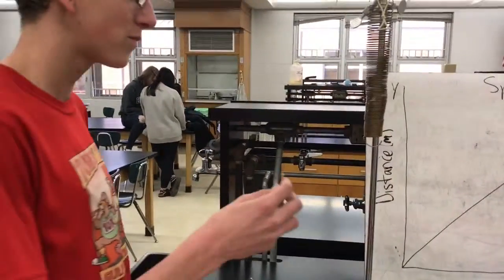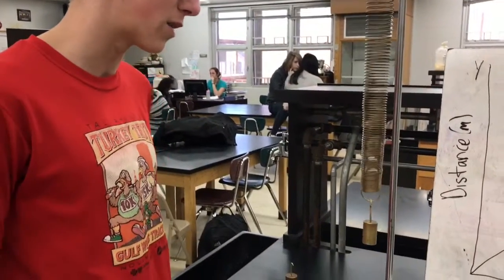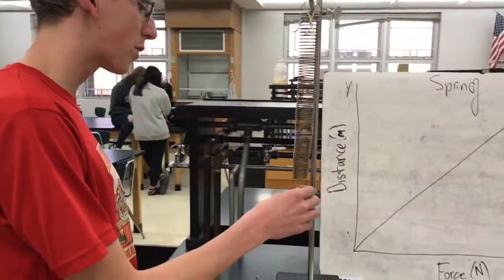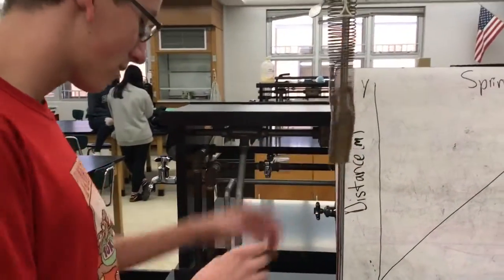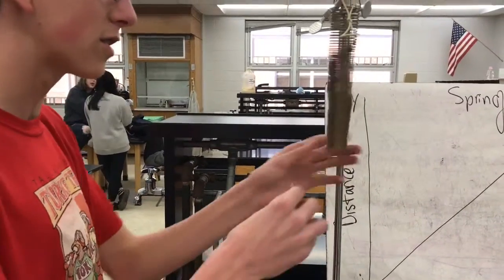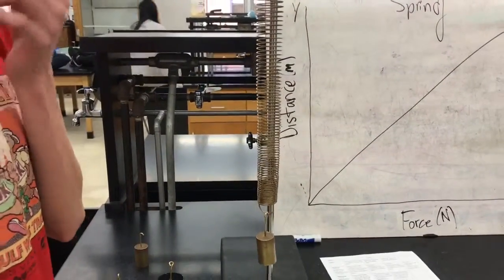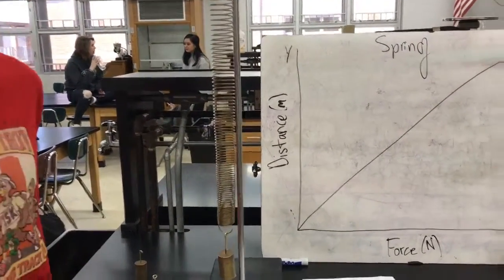Alright, so when we put the 0.1 kilogram weight on the spring, it exerts a force of 0.98 newtons on the spring, and it stretches it this far. And when we put the 0.2 kilogram weight on the spring, it exerts a force of 1.96 newtons, and it stretches twice as far.